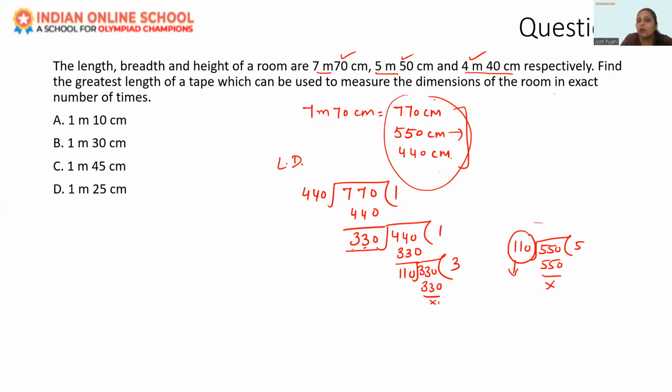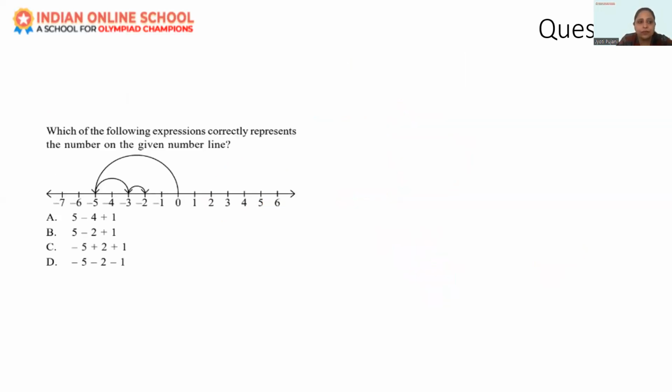If you can see, all come in the table of 11, so 110 is the maximum common factor of these. So it means the greatest length of tape is 110 centimeter, so that we can measure our room an exact number of times. If I change it to meter and centimeter, it will become 1 meter 10 centimeter. So that will be my answer. Got it? So let's move to the second question now.